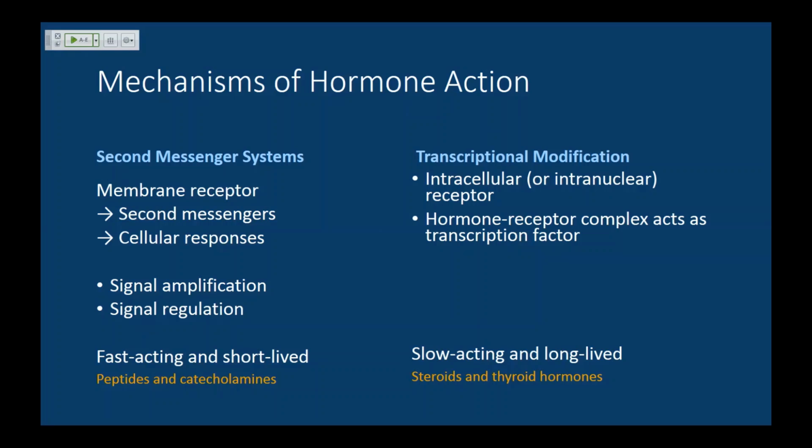Okay, so because we're dealing with gene expression, we have to make our messenger RNA, we have to translate our messenger RNA into polypeptides. This is going to be a little bit slower acting, but it's also going to be longer lived. Okay, so that's an important point to keep in mind. And then transcriptional modification, that's going to be the steroids that we just talked about, and the thyroid hormones, T3 and T4, which again are the amines that act more like steroids.